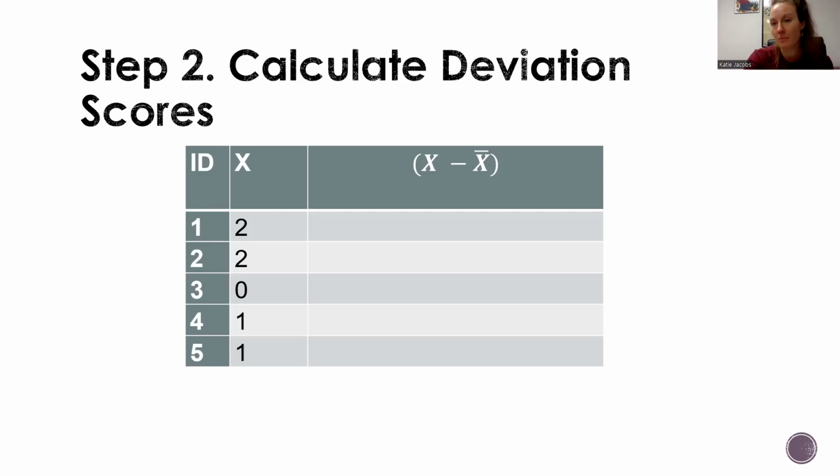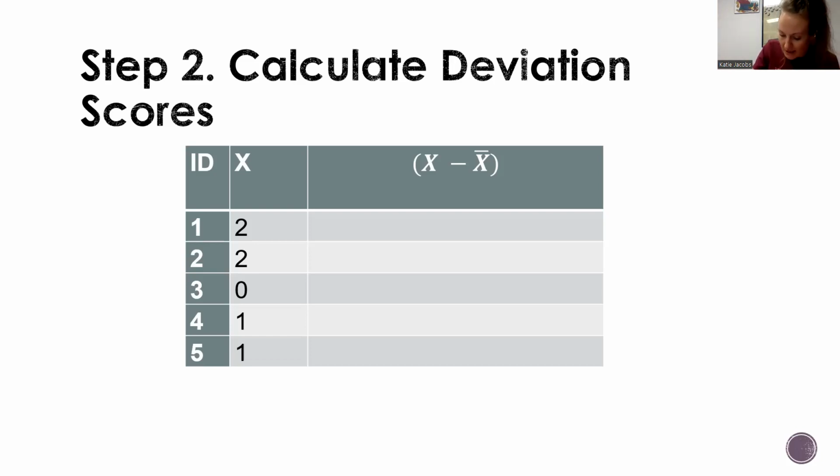So let me help you with row 1 or participant 1. If we see where ID 1 is, we see that our X is 2. So in that first column there, we have 2 minus 1.20 equals, you see here. You've got to make sure that you're writing out all of your work. 2 minus 1.20 equals, and that will be your deviation score. So go ahead and calculate all of your deviation scores right now.